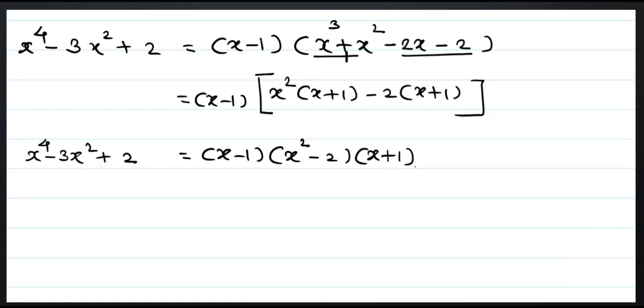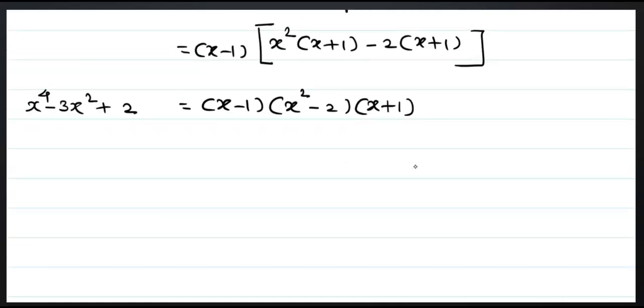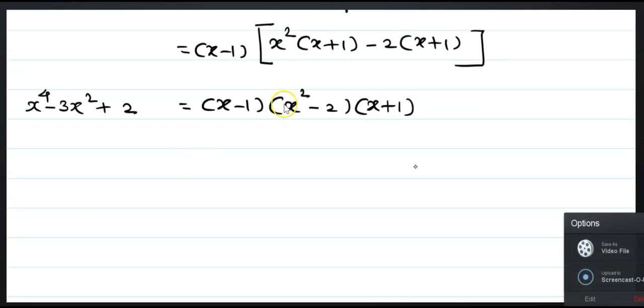Now next is x to the 4 minus 3x square plus 2. And in the first bracket, x minus 1 into x square minus 2 into x plus 1.